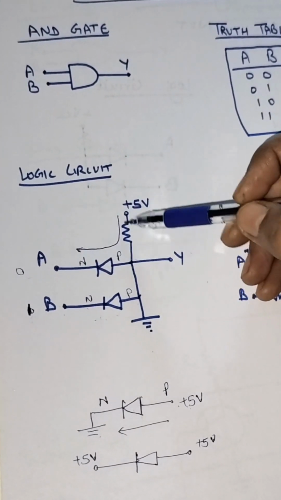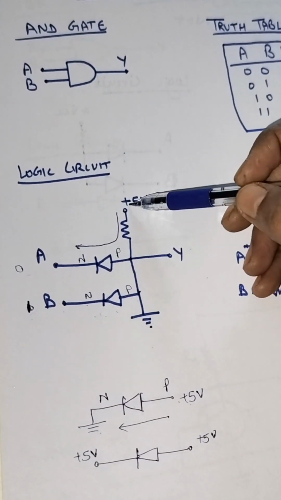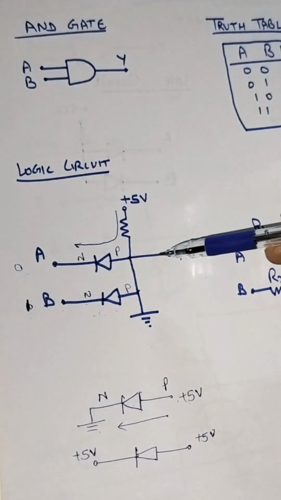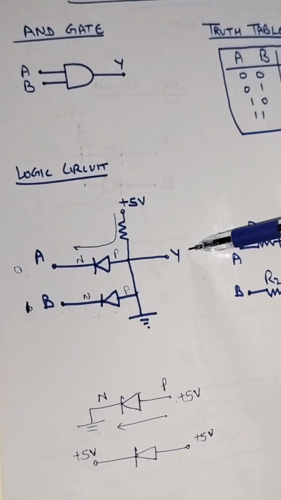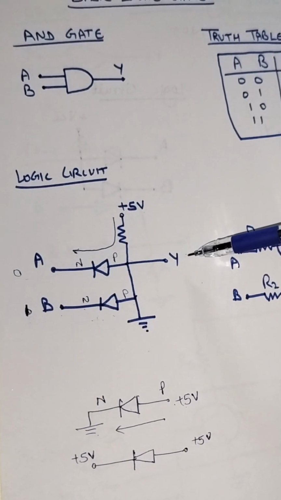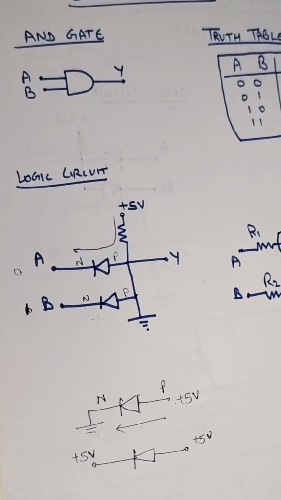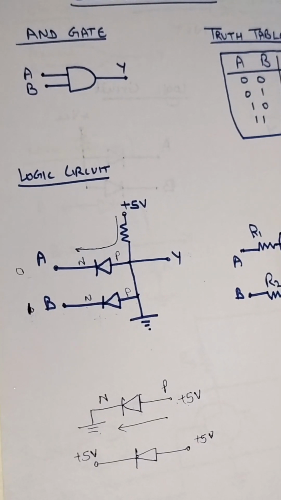Only this diode will work and all the current will pass from power supply to A terminal. We will not get any output at Y terminal. So we will get a 0 here. So I will write 0 in the truth table.